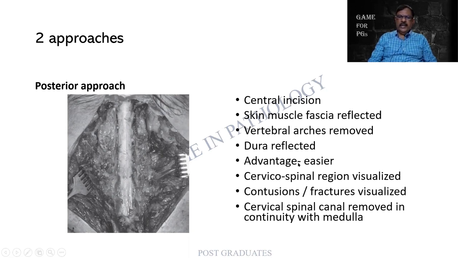The advantage in this case is it is easier. The cervicospinal region of the cord can be visualized. Also, if the patient has had any amount of contusion or fracture, it could have been visualized. Secondly, there will be minimal damage to the spinal cord as such by this posterior approach. Sometimes, if you are lucky enough, you can remove the brain along with a good part of the spinal cord itself.